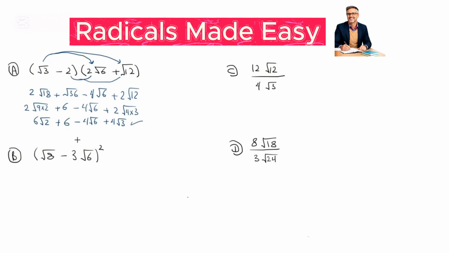Most students make the mistake of squaring this and squaring this. But this squared means root 8 minus 3 root 6 multiplied by itself. Again, we FOIL root 8 times root 8. If you want to take shortcuts, that's root 64, and root 64 is 8.